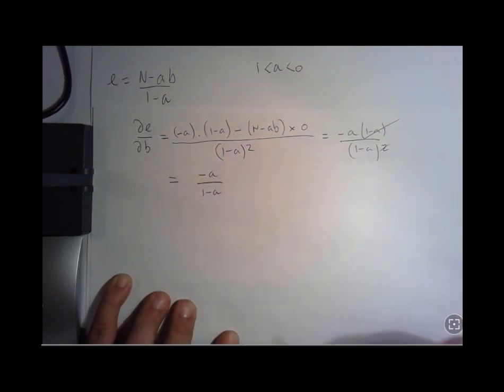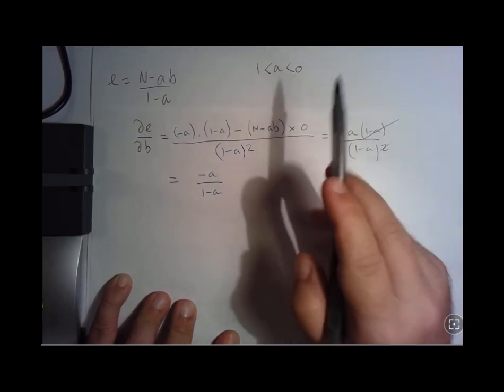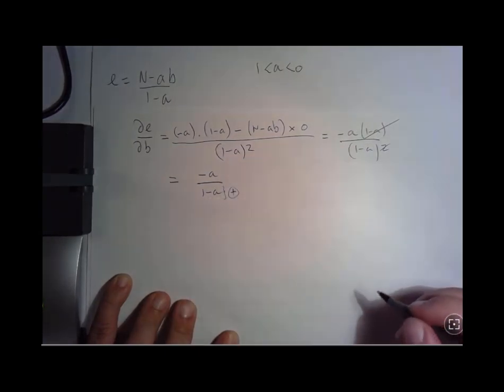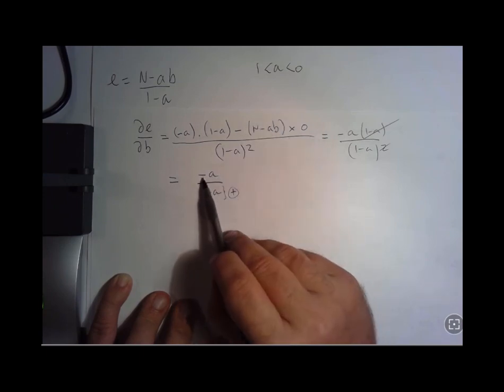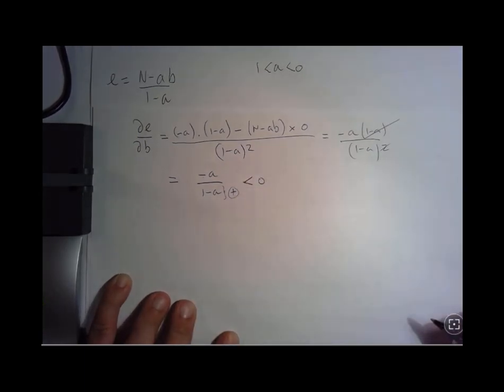divided by 1 minus A. Given that A is bounded between 1 and 0, this denominator is still positive. A is positive, but is multiplied by a minus sign. So this is going to be negative.